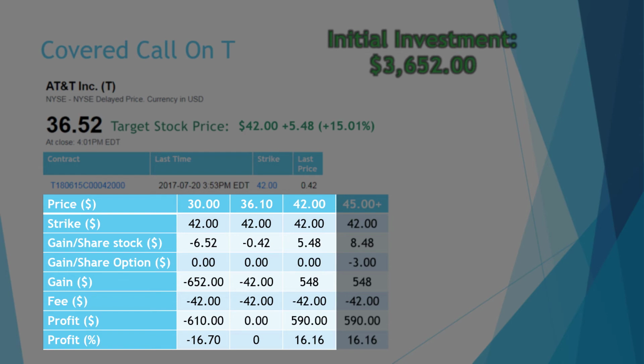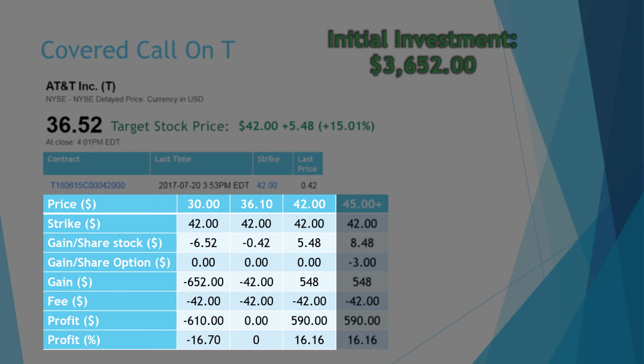At $42 per share, the contract will be worthless still, but the contract owner may or may not exercise the contract. If the contract is exercised, I will have to sell my 100 shares at $42 per share and have a realized gain of $5.48 per share. That is $548 total gain plus $42 collected in premium, and have a profit of $590, which is 16.16% return on investment.